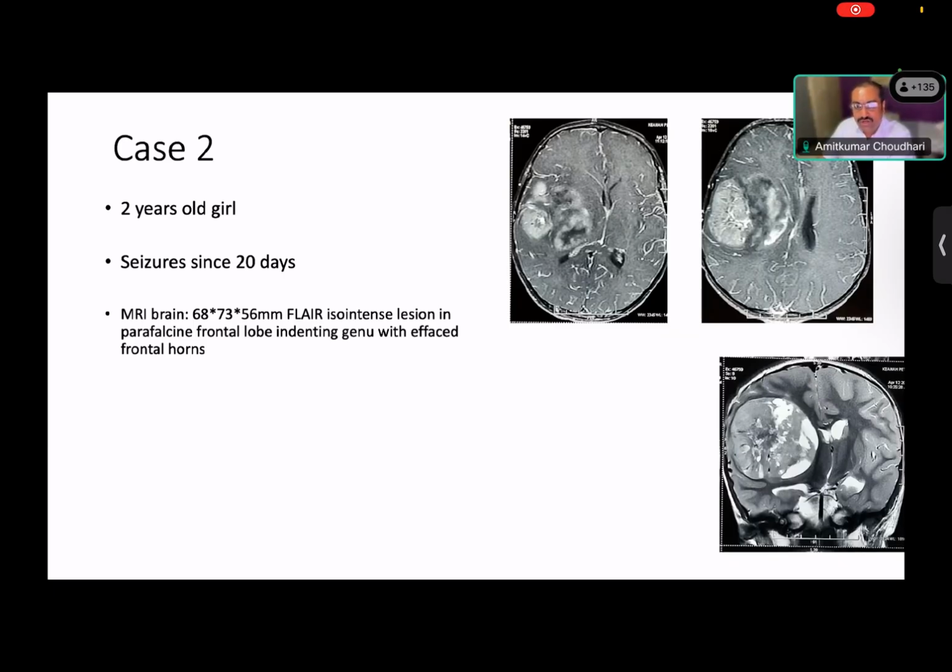Again, the solid component is predominantly iso to hypointense on T2 imaging. So I believe on diffusion weighted imaging, this was showing restriction of diffusion. With these kind of features, that is diffusion restriction, T2 dark or hypo to isointense appearance.